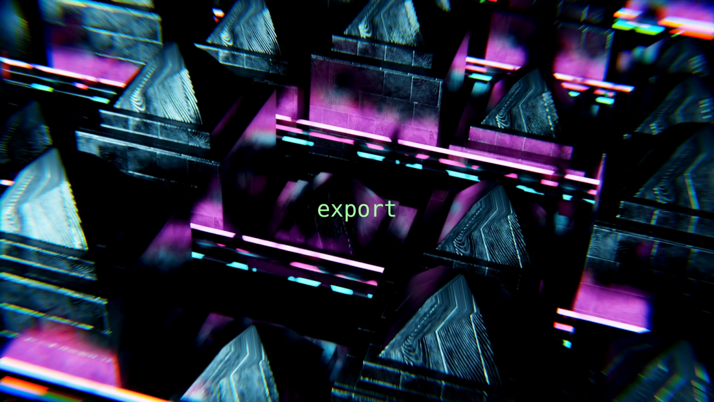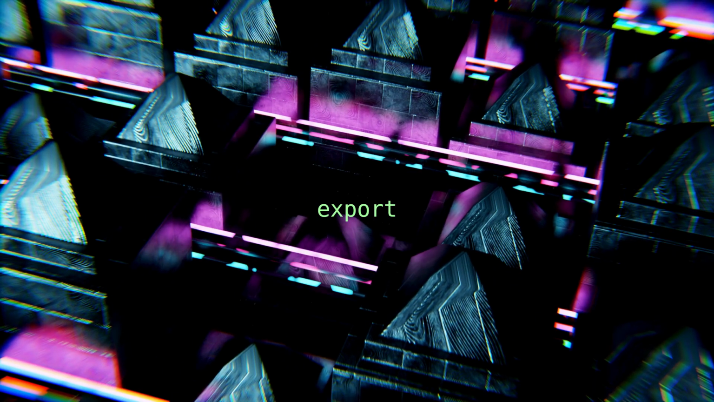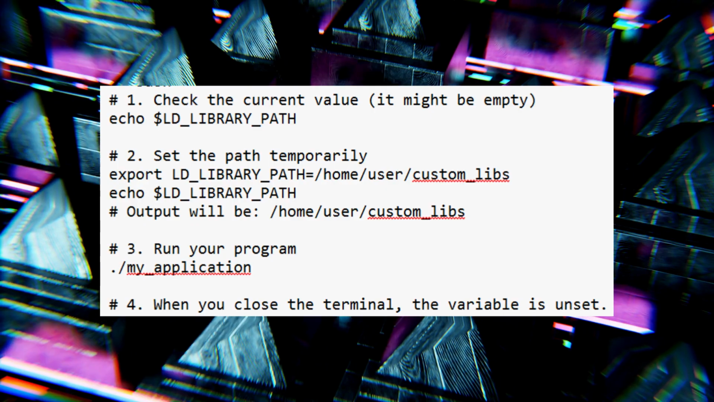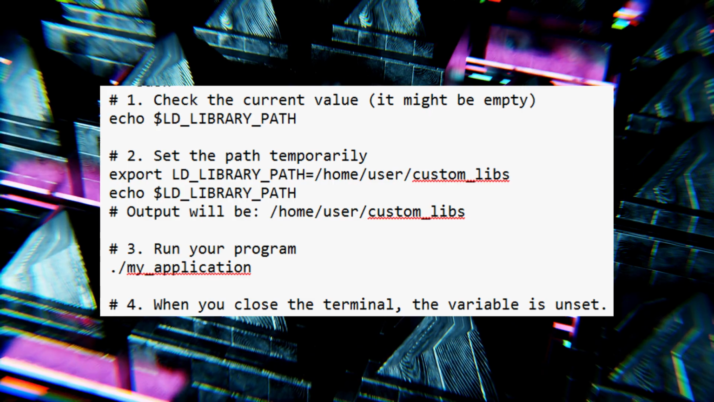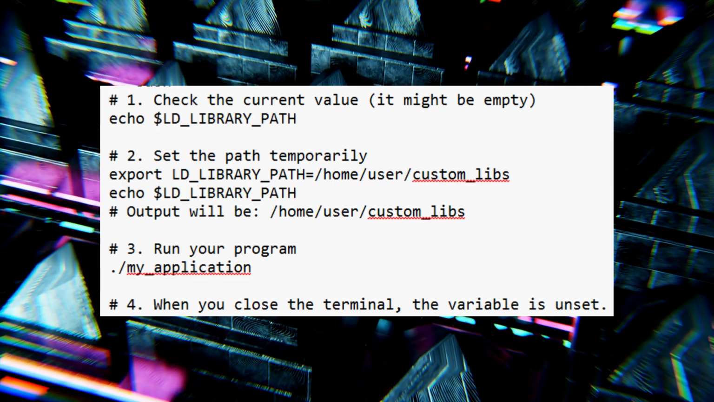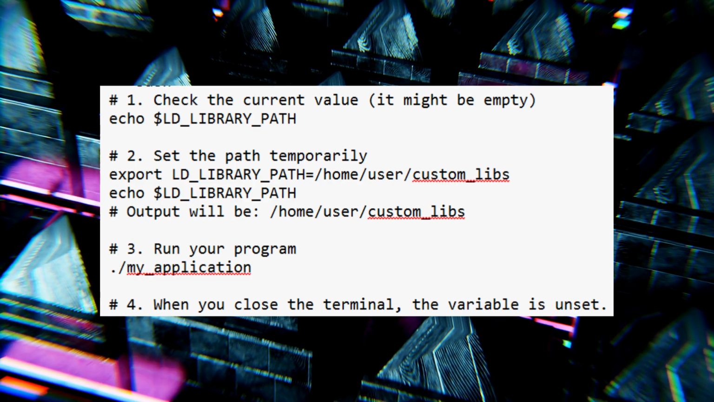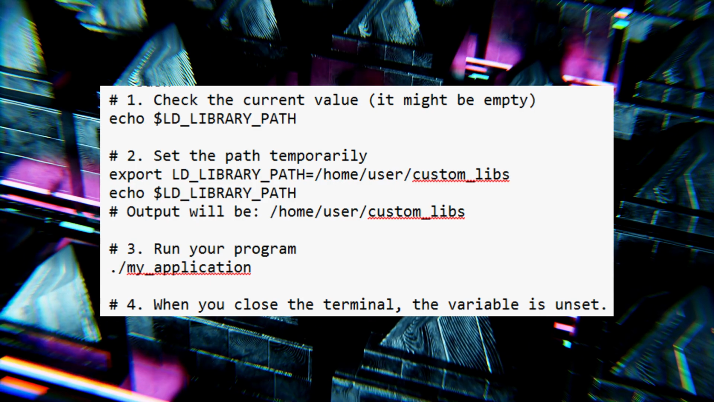The core command to set this variable is export. Example 1. Setting it temporarily. Let's say your custom library, libmymath.so, is in /home/user/custom_libs. You can set the path just for your current terminal session. Bash. Number 1. Check the current value. It might be empty. Number 2. Set the path temporarily. Number 3. Run your program. Number 4. When you close the terminal, the variable is unset.